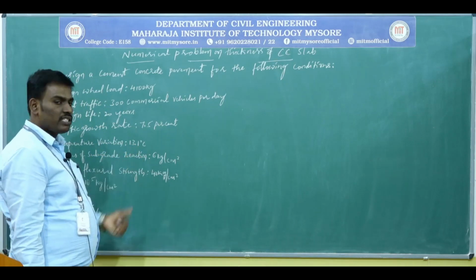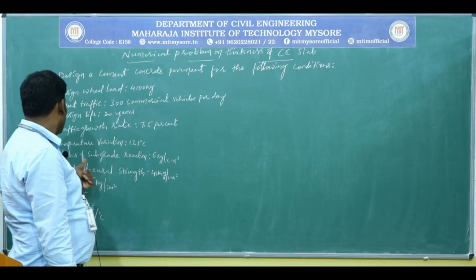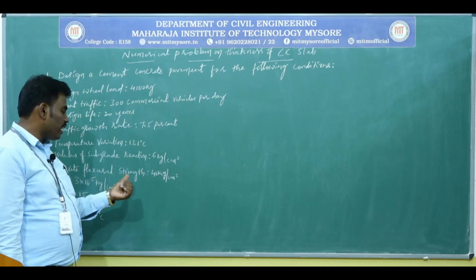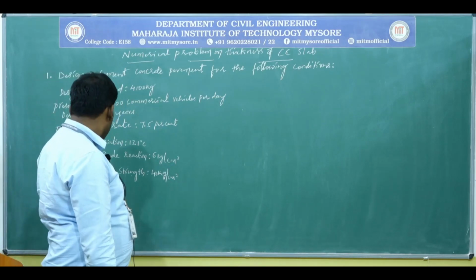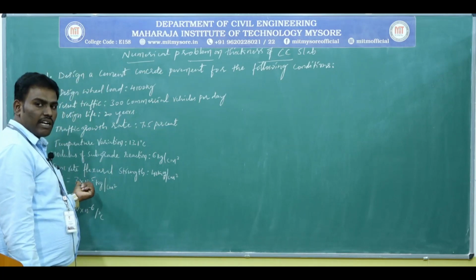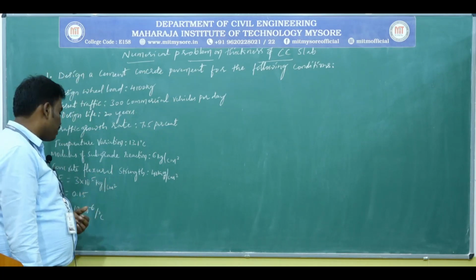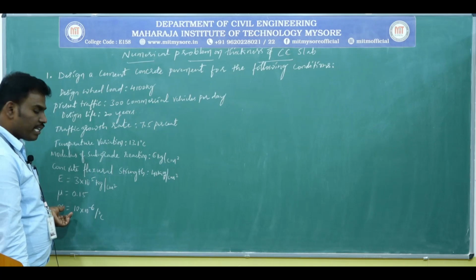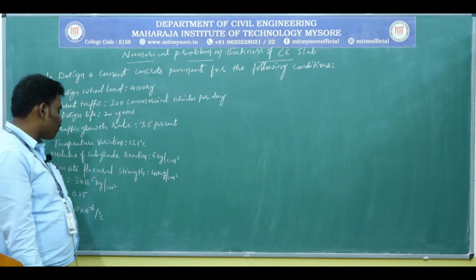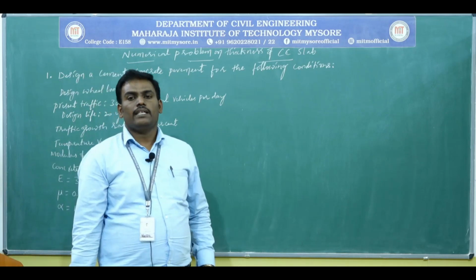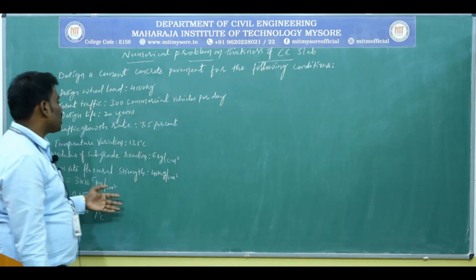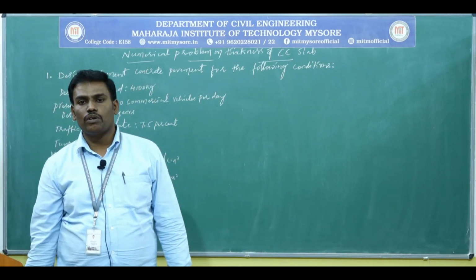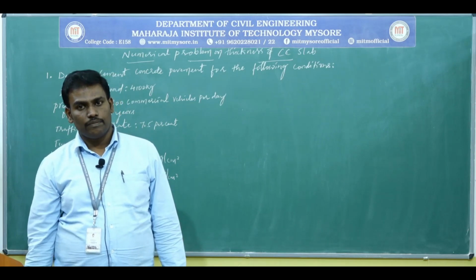Then temperature variation is 13.1 degrees centigrade, and modulus of subgrade reaction is 6 kg per centimeter cube. Then concrete flexural strength is 40 kg per centimeter square. Then modulus of elasticity of concrete E is 3 into 10 power 5 kg per centimeter square. Poisson's ratio of concrete mu is equal to 0.15. Then coefficient of thermal expansion alpha is equal to 10 into 10 power minus 6 per degree centigrade. These are the given data. Using these data, you are going to design the thickness of CC slab.